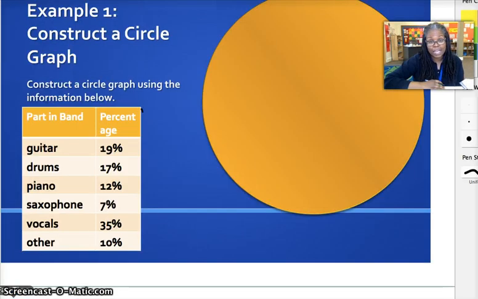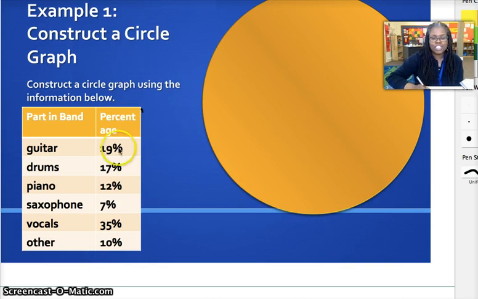So here we go with example 1. We're going to construct a circle graph, but in order to do so, we're going to have some information, confirm that it adds up to 100%, and then we're going to take our percentages and turn them into degrees because we're going to use a protractor to actually draw the angles. We start those angles from the center. I know this is totally review, but let's just make sure we're all on the same page.